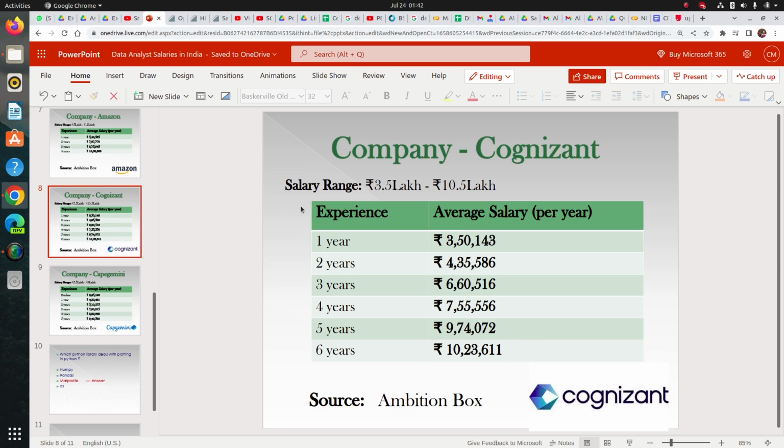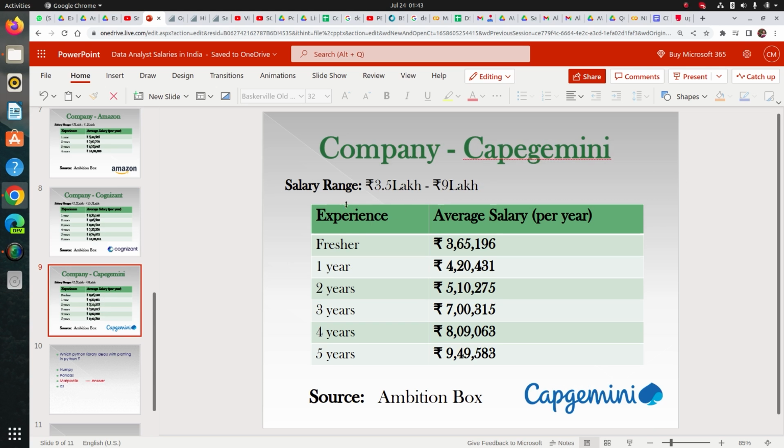Now let's see Cognizant. The range is the same, like 3.5 to 10.5 lakhs. Overall, the average companies which we usually see pay somewhere around a 3 to 11 lakhs range of salary. For example, Capgemini also ranges similar to this.